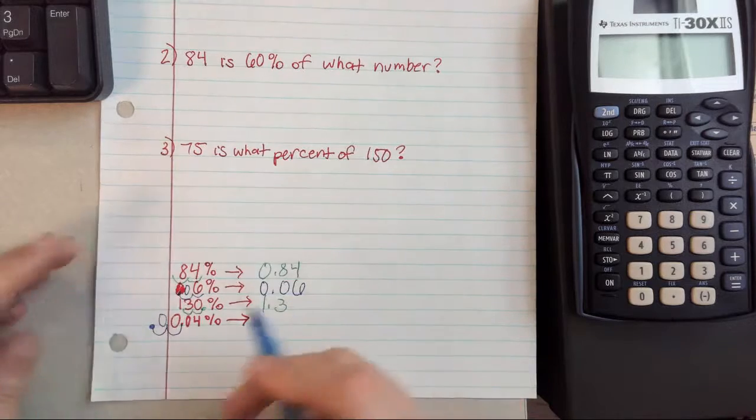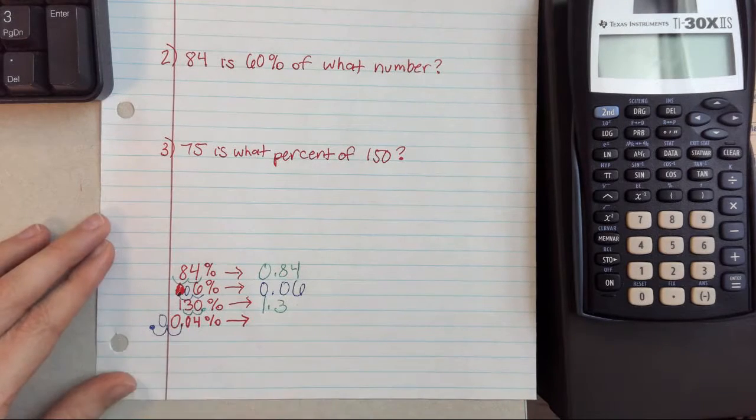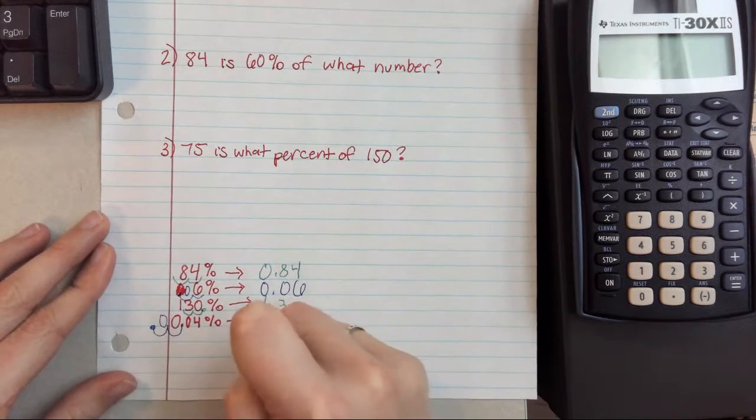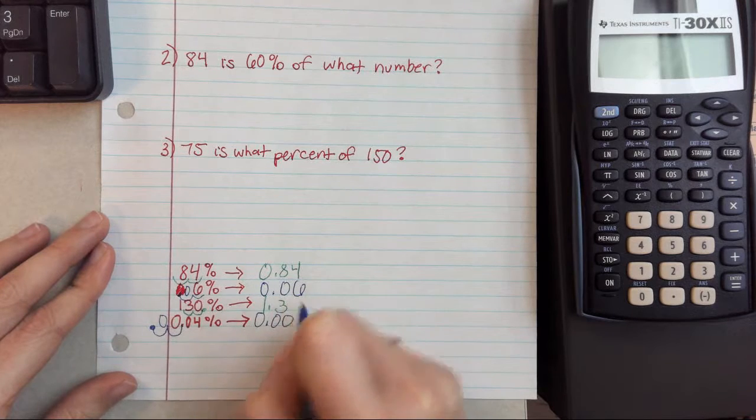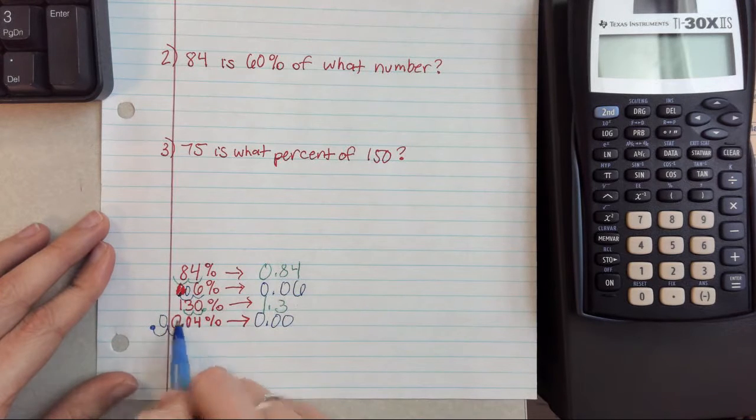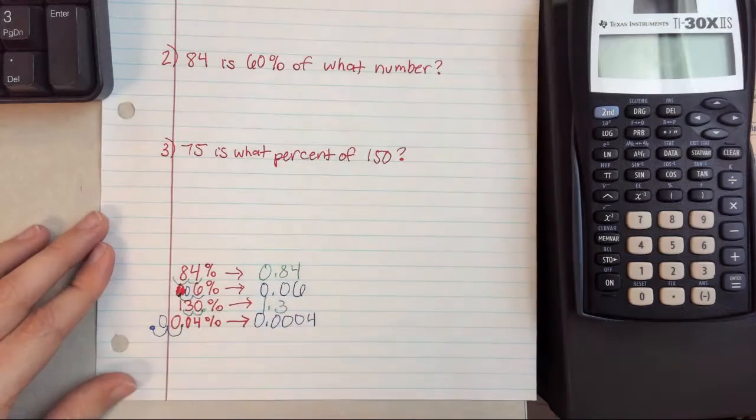Okay, let's get back to that. So it moves over 2 spots, and so it would end up being 0.00. How many zeros? 1, 2, 3 zeros, and a 4.